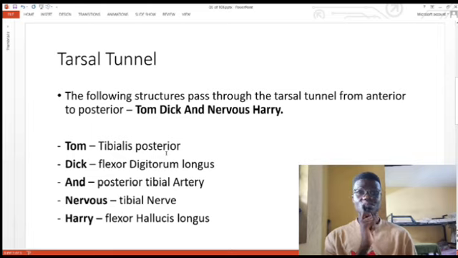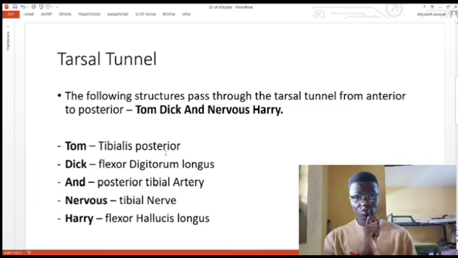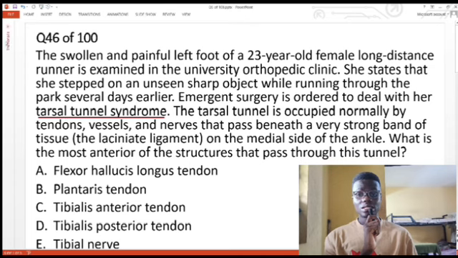So the tibialis posterior is the most anterior of the structures that pass through the tarsal tunnel, while the flexor hallucis longus is the most posterior of the structures that pass through the tarsal tunnel. So the correct answer is the tibialis posterior tendon, and that is option D. Yeah, that's the correct answer.